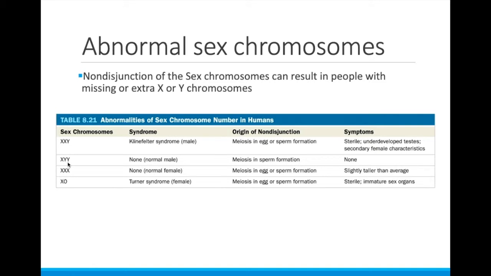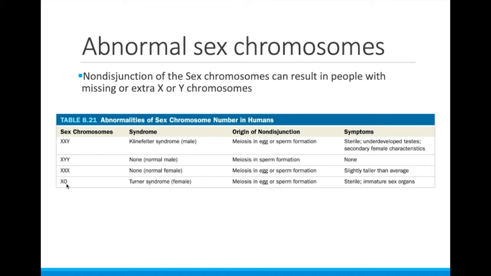XYY is sometimes called supermale syndrome. This is usually normal. There's not really any symptoms. Sometimes these people appear a little aggressive or tall. XXX is called triplo X syndrome. There are usually no symptoms of this. Sometimes these women are slightly taller, but usually there's no physical symptoms.